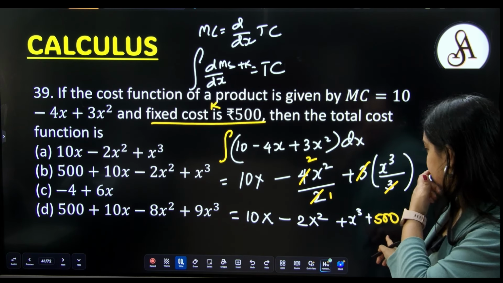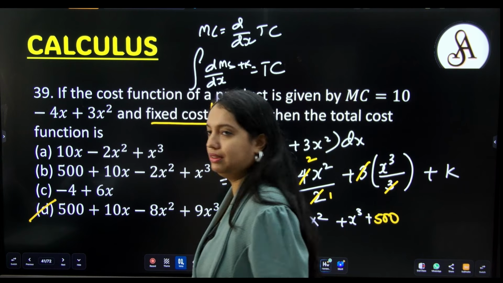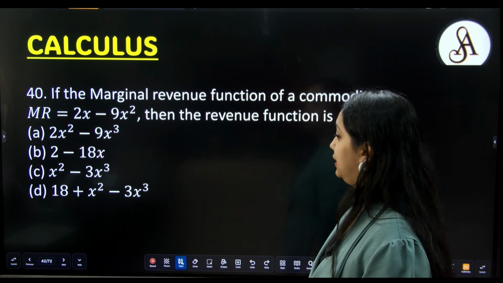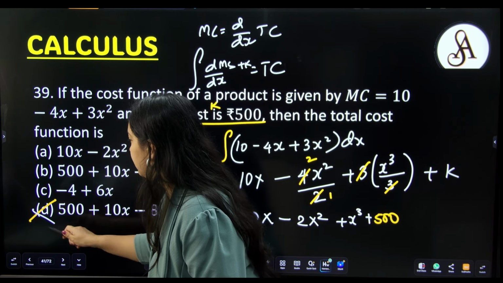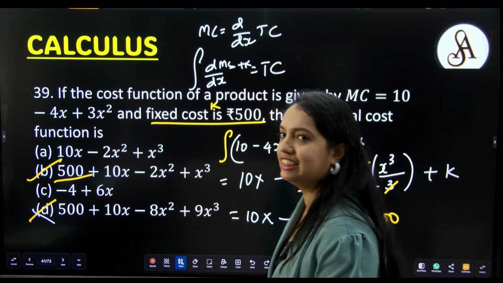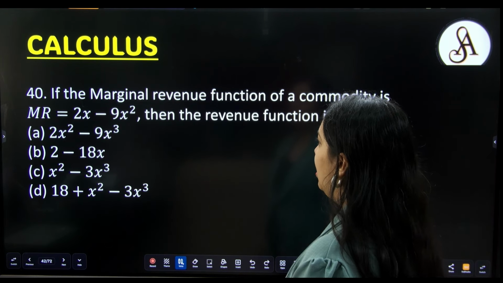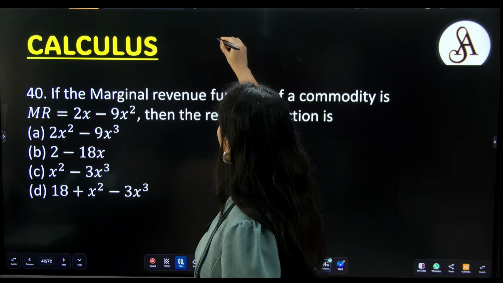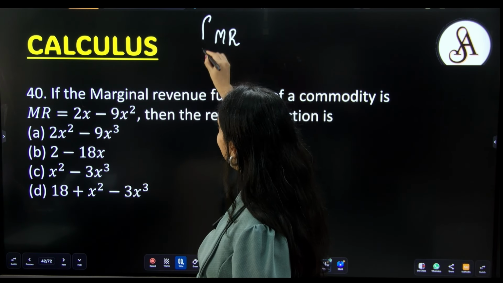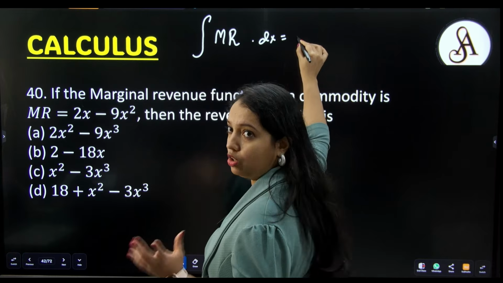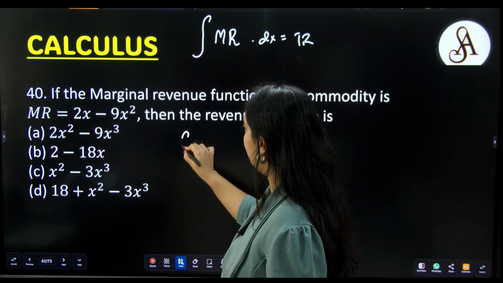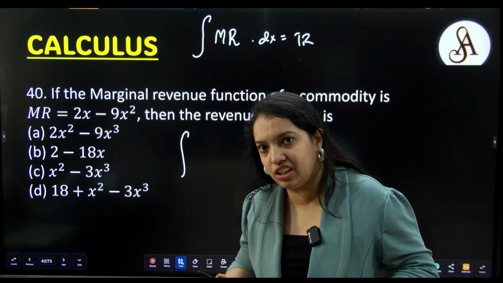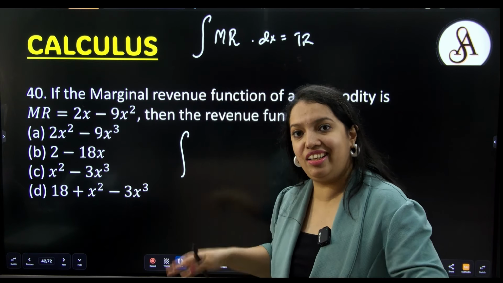So for the final answer, I see option D, 500 plus something. Correct? Sorry, the correct answer, I just saw option D, it is option B. This is the correct answer. It's matching. Next question, again marginal revenue. Similar to the last question, they have given you marginal revenue now. So the integration of marginal revenue is going to give you total revenue. Whenever you have to find total cost or total revenue, use integration. Whenever you have to find marginal cost or marginal revenue, find the derivative of the equation.